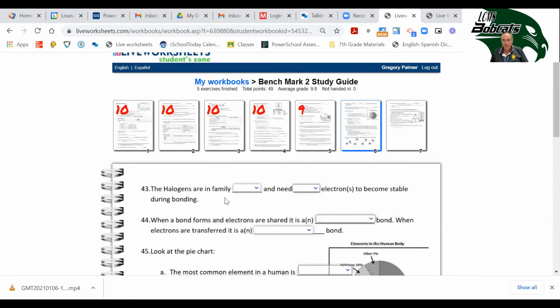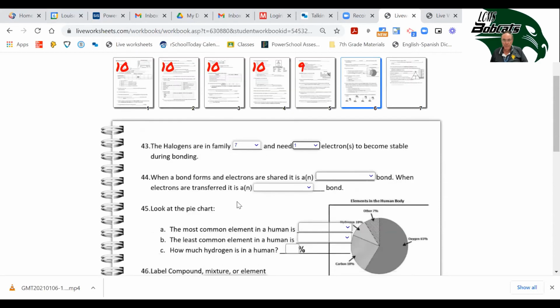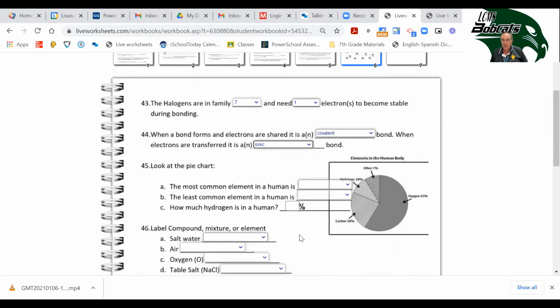Halogens are in family 7. And they need 1 electron to get to 8, to become stable. When a bond forms and electrons are shared, it is covalent, co meaning sharing, sharing valence electrons. When electrons are transferred, it is an ionic bond.